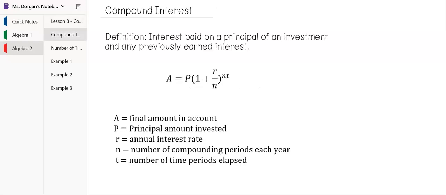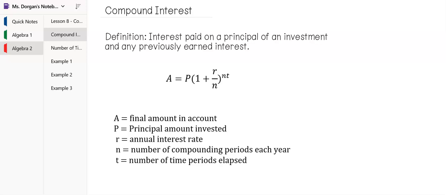Okay, so let's go into the definition. So the definition of compound interest is interest paid on a principal of an investment and any previously earned interest. So basically the bank pays interest on both the principal amount, so that's the amount that you first put into the account, and any interest that the account has earned over a number of time periods and depending on how many times it's compounded each year.